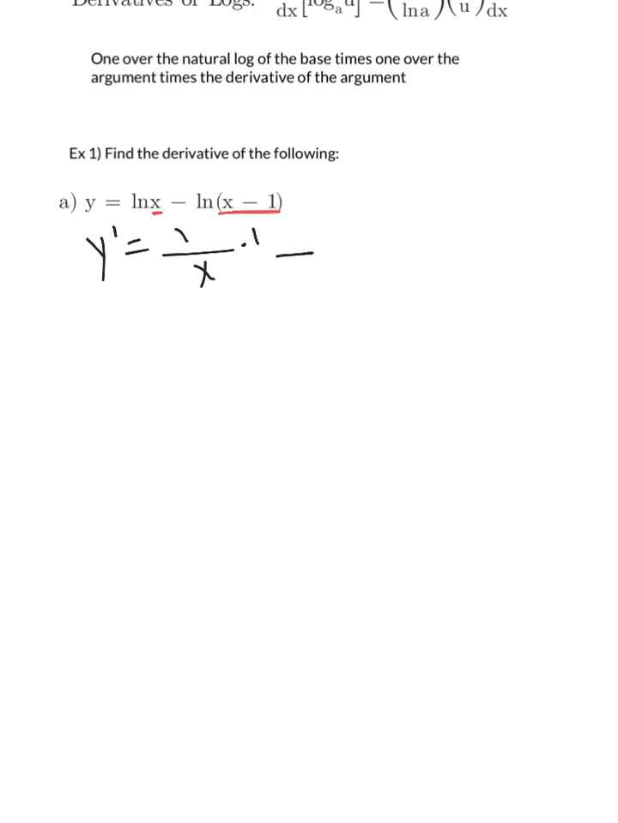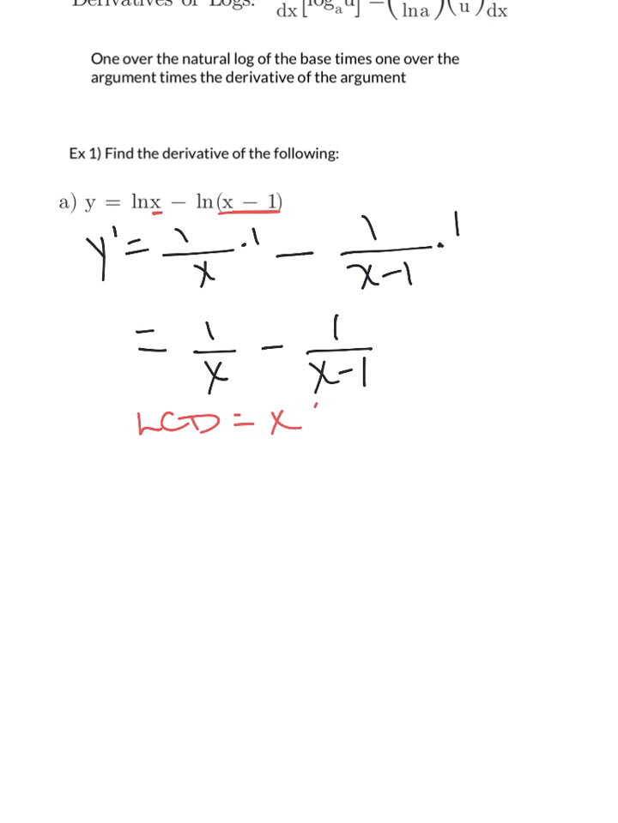Now move to the second term. 1 over the argument, x minus 1, times derivative of the argument is 1. If we clean that up, we just get 1 over x minus 1 over x minus 1. What you are going to find, however, is that they want you to write the answer as a single fraction. So in a problem like this, where you have the fractions with two completely different denominators, then the LCD is the denominators multiplied times each other.